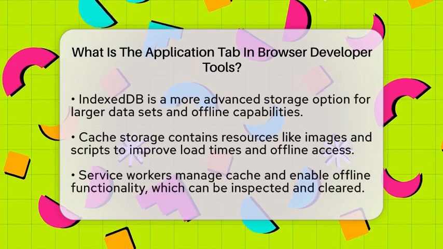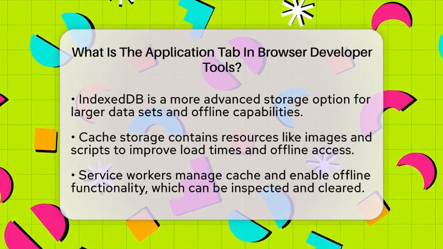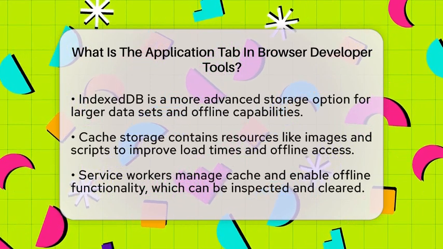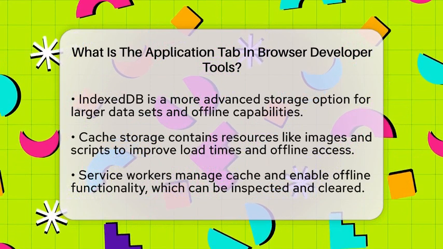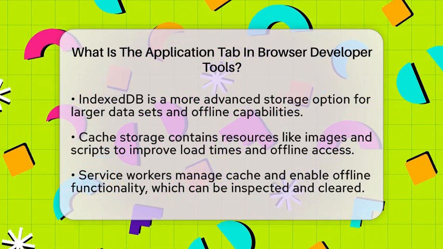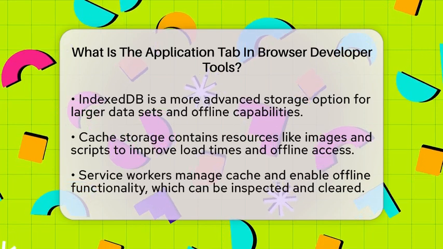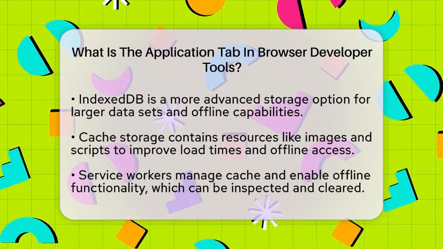Index database, or IndexedDB, is a more complex storage system. It acts like a small database inside your browser, perfect for web apps that need to store lots of data or files offline. From the Application tab, you can browse and manage IndexedDB contents, which helps when you're troubleshooting offline features or large data handling.